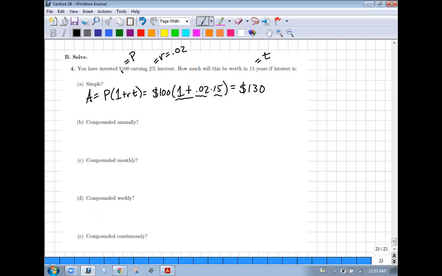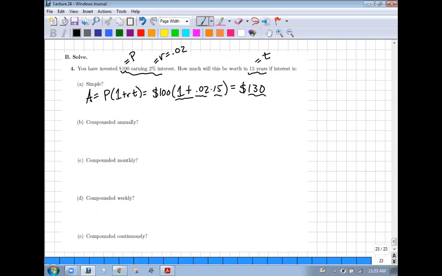2% each year would be $2. So after 15 years, you get $30 of interest added. You can do that one in your head, right? $100, 2% interest, that's $2 a year. After 15 years, you get $30 in interest. So you end up with 130 bucks.